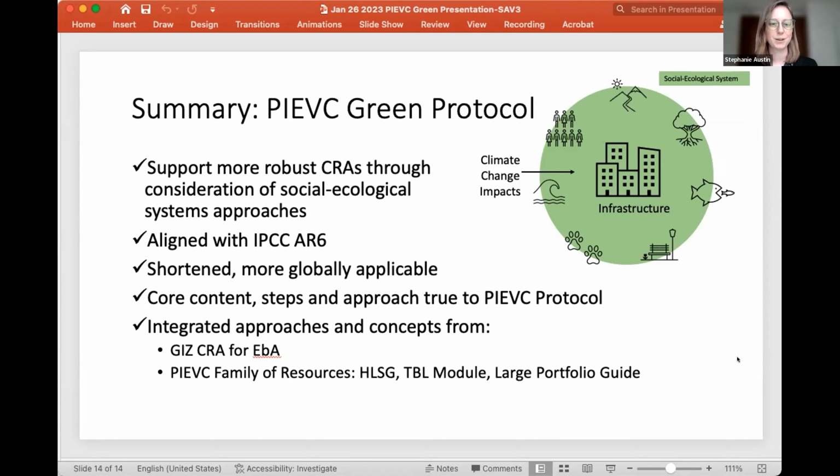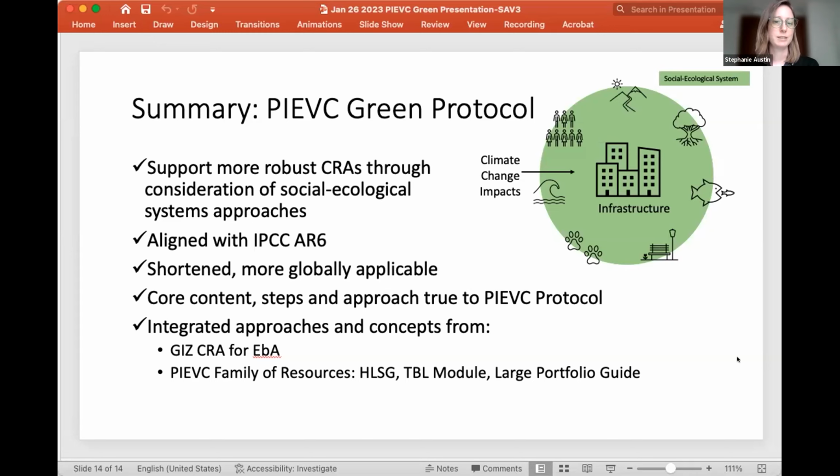That was something that I've heard from some of the PIEVC webinars I've been listening to, was some of the challenges of the length of the original PIEVC protocol. So hopefully that'll be a little bit easier to use, and also, of course, make it a little bit more globally applicable. I might have taken out a reference to permafrost here or there and tried to make it a little bit more something that others in other countries will also be able to recognize.